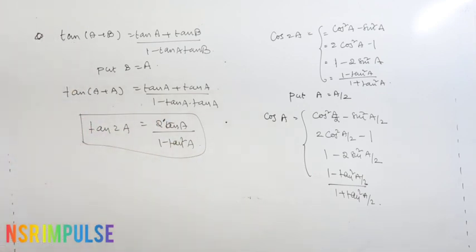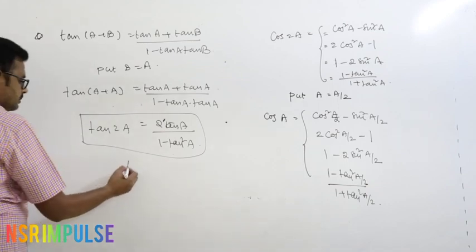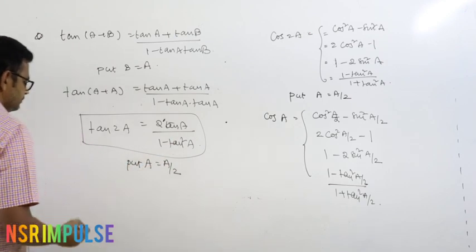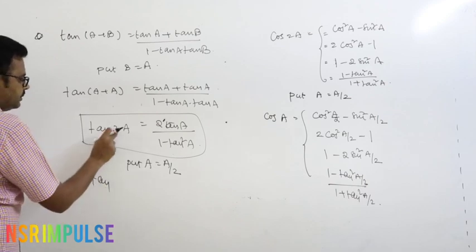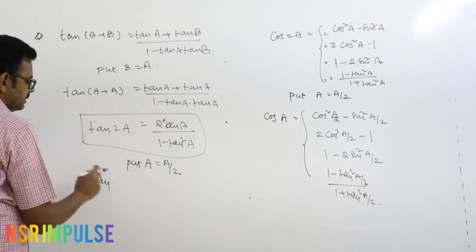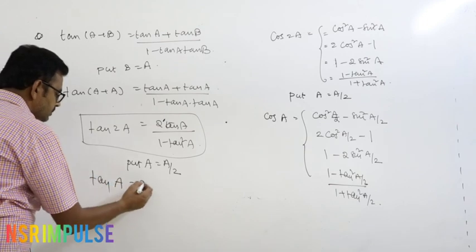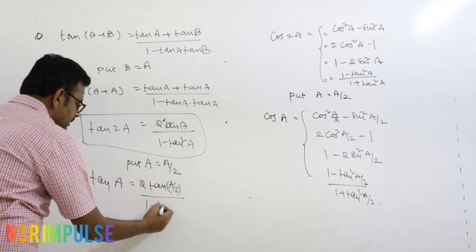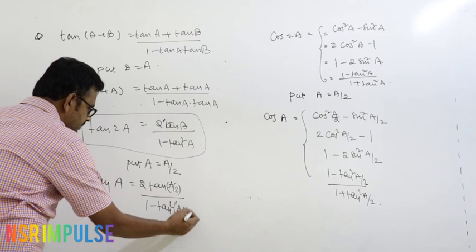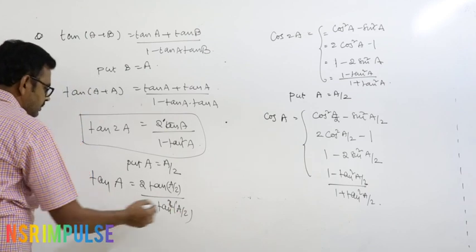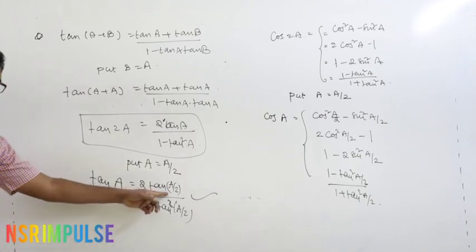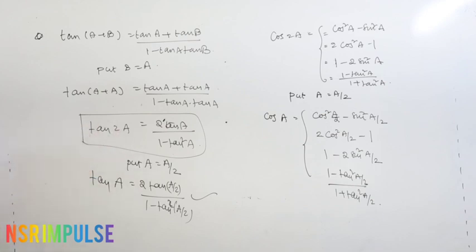tan 2A is 2 tan A by 1 minus tan square A. Here put A equal to A by 2 in the above formula. So this is tan of 2 into A by 2. The 2 gets cancelled. That is tan A equals 2 tan A by 2 by 1 minus tan square A by 2. This is the tan A formula in terms of the tan 2A formula.